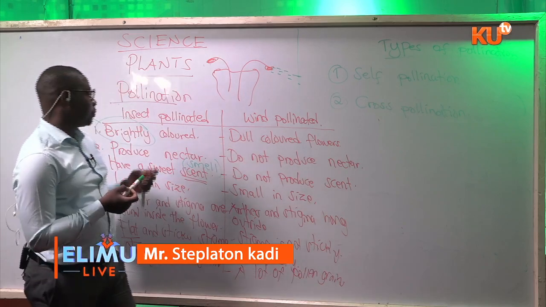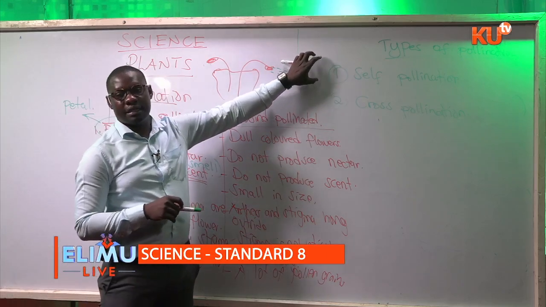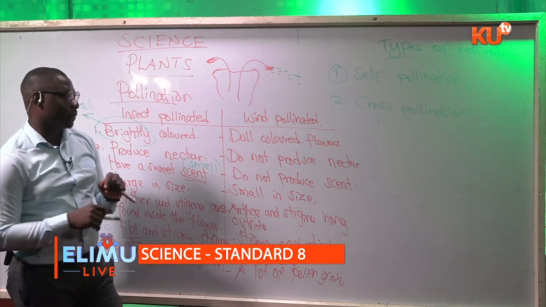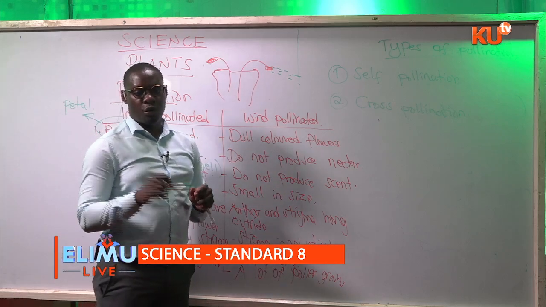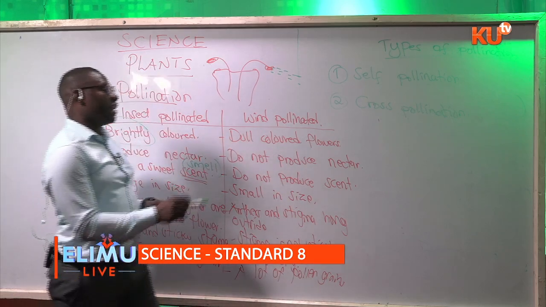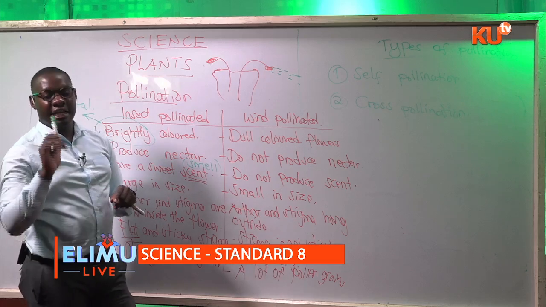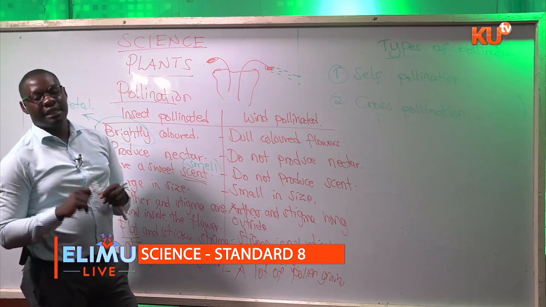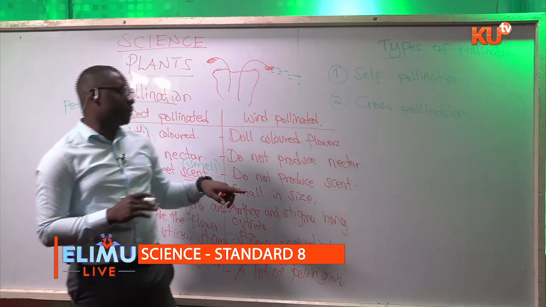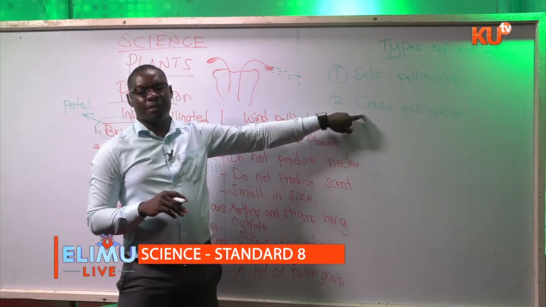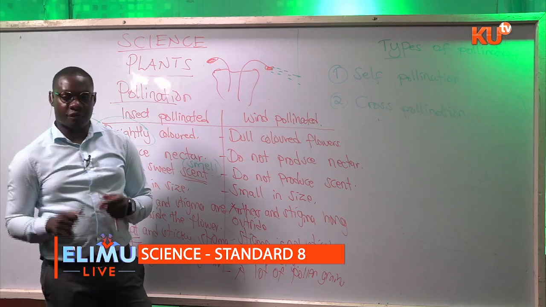Since we know what pollination is, we are going to look at the difference between self-pollination and cross-pollination. We look at the plant. In self-pollination, we have the movement of the pollen grains in a specific plant. The flowers might be different, but the plant has to be one. But when we come to cross-pollination, there must be two plants involved, of the same kind.